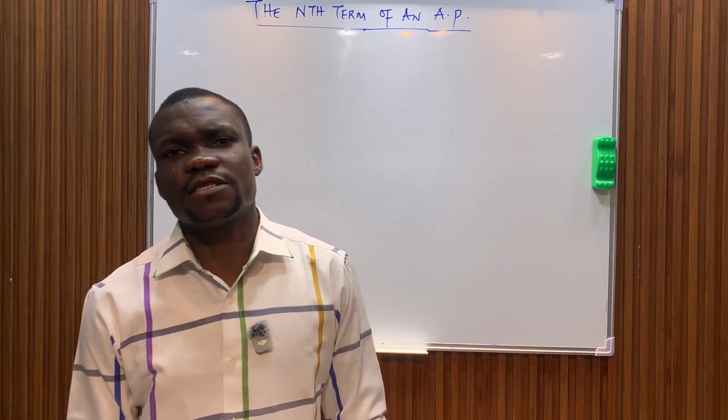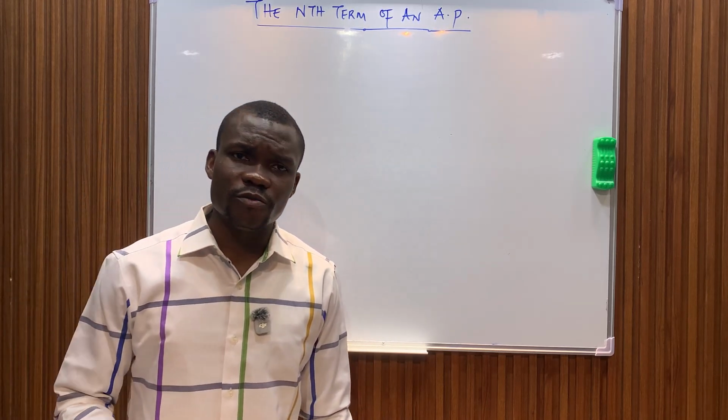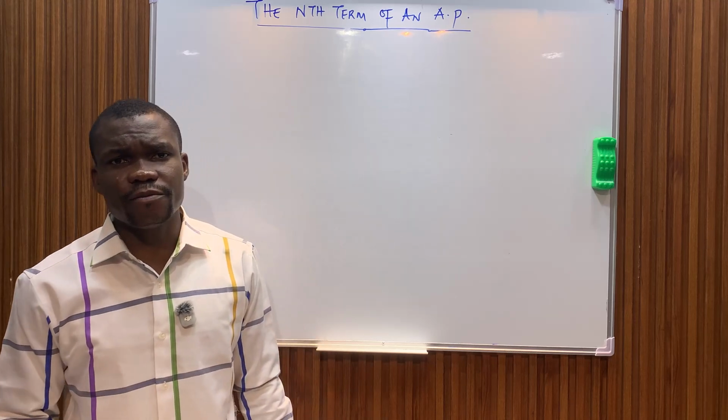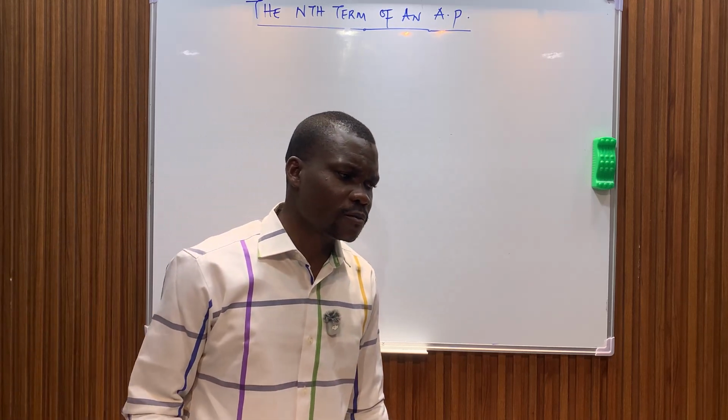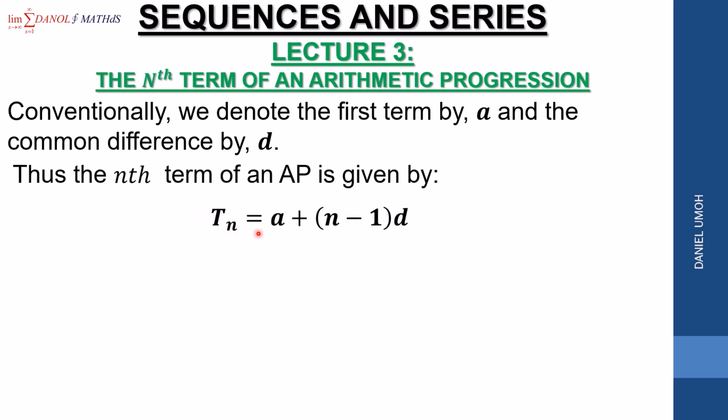Hello, welcome to class. Today we are going to be looking at the nth term of an arithmetic progression. Conventionally, we denote the first term of an arithmetic progression by the letter A, and we denote the common difference by the letter D. Now, the nth term of an arithmetic progression is usually given by the formula T of n equals A plus (n minus 1) D.